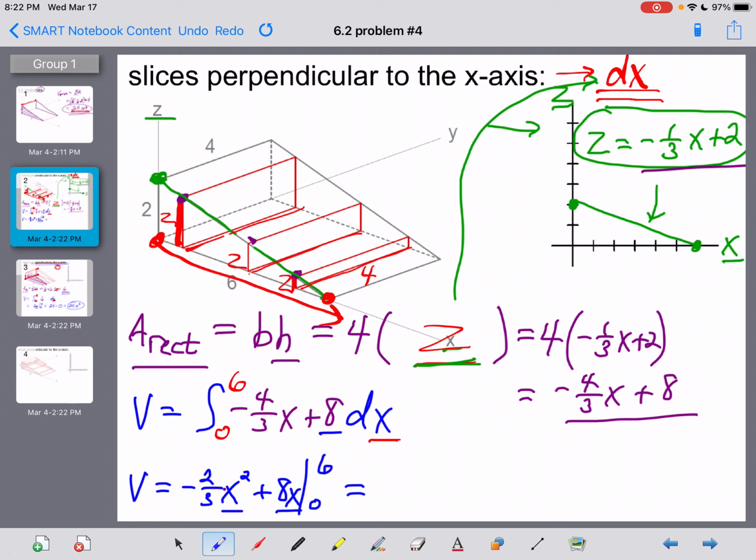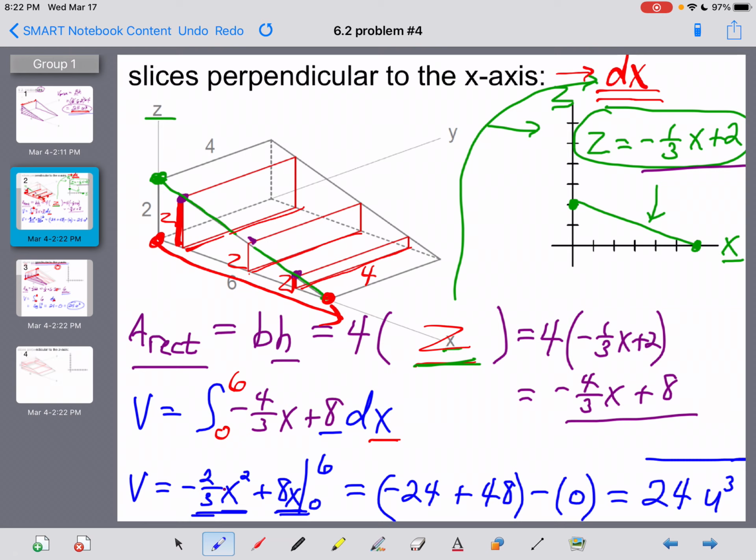So let's see, 36. 2/3 of 36 would be 24, and the opposite of that is negative 24, peculiar. But plus, the 8 times 6 is going to get us 48. Minus, let's not forget, all of that comes from the 6, but when we put a 0 into either of these terms, we're going to end up with a 0 there. And lo and behold, everybody, negative 24 plus 48 minus 0 is going to get us 24 cubic units, and that is exactly the answer we were expecting to see.